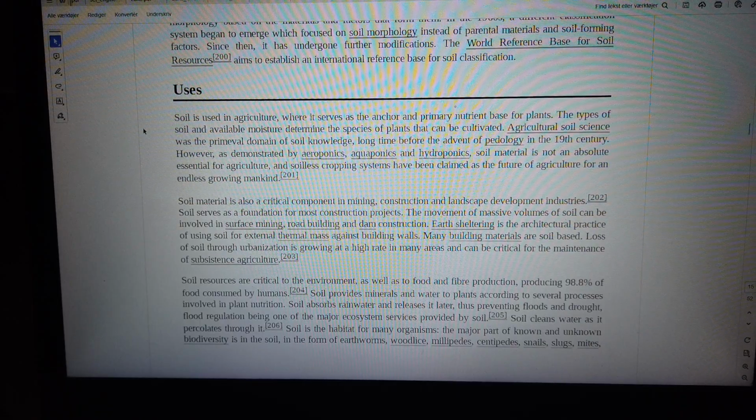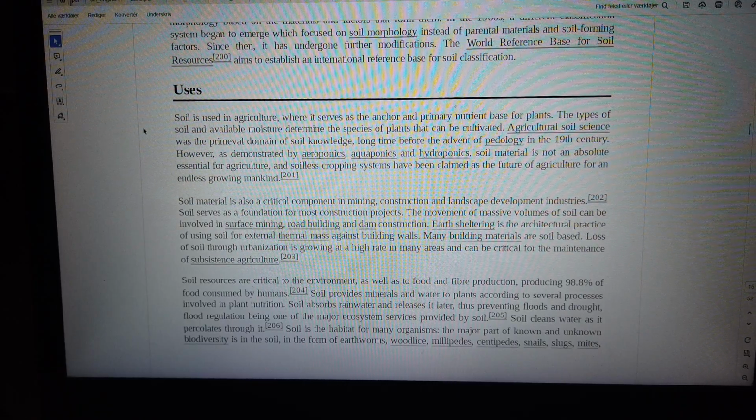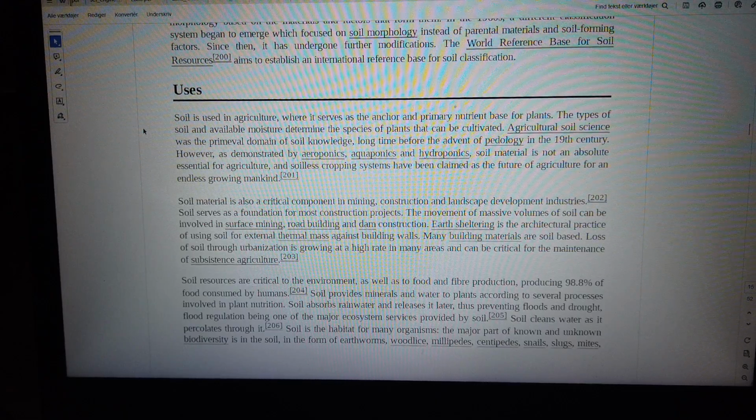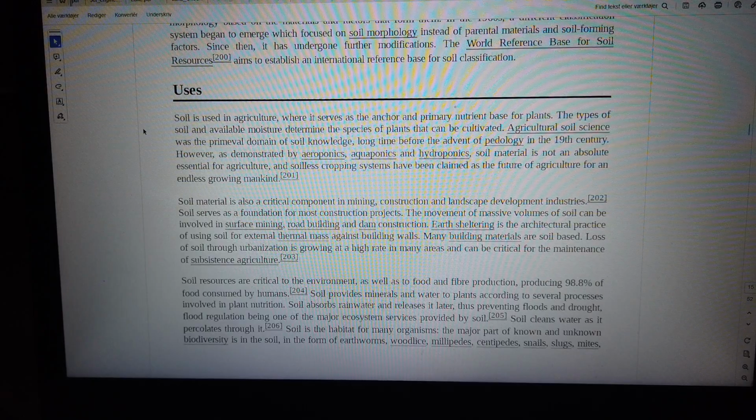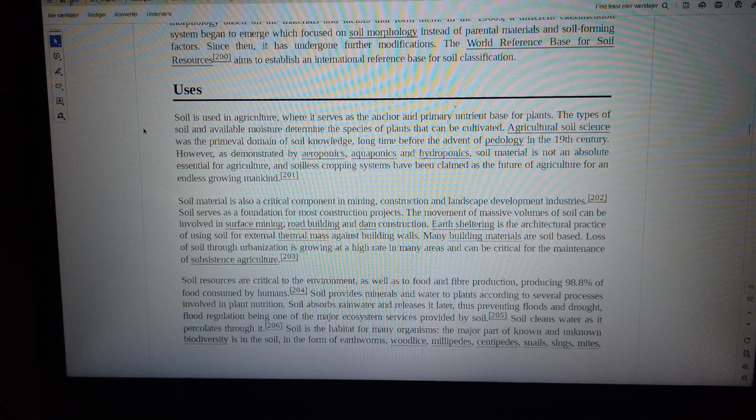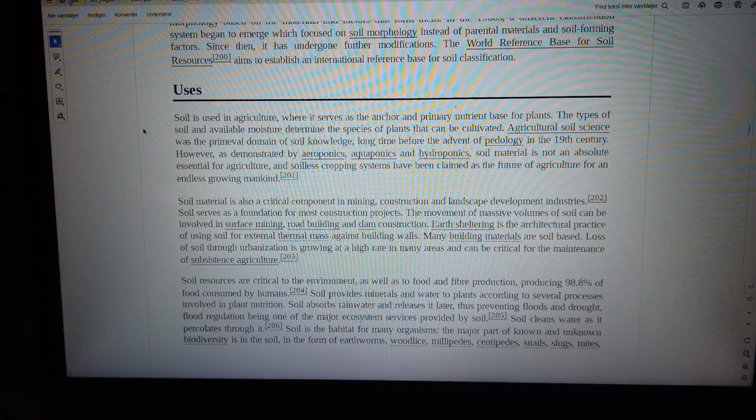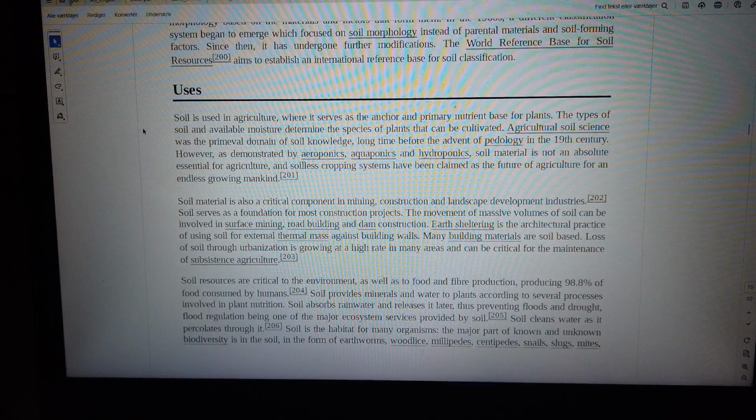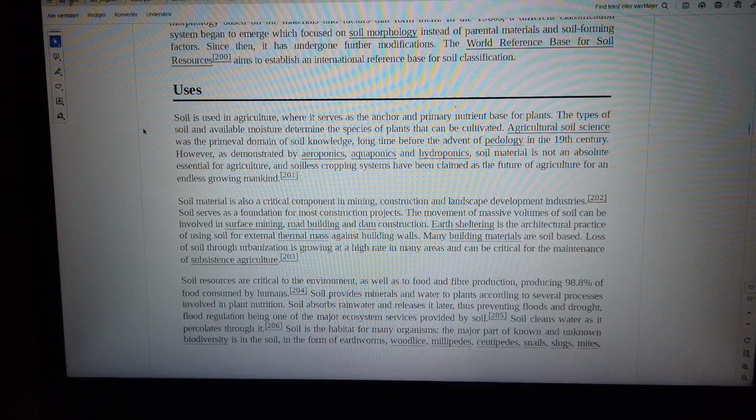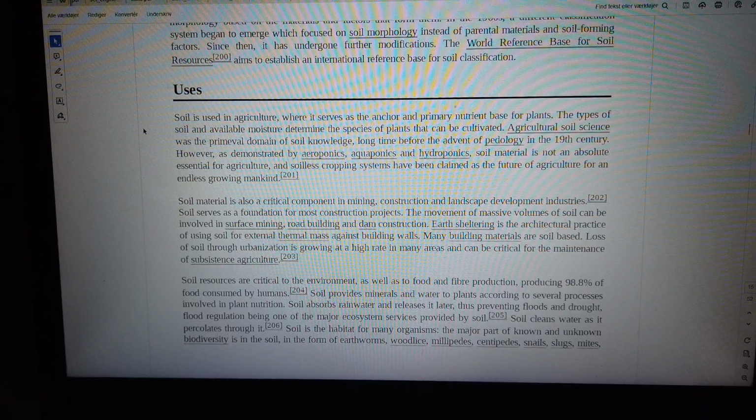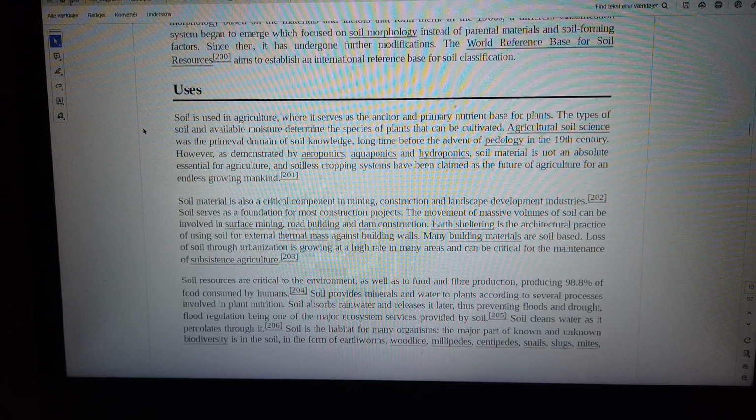Loss of soil through urbanization is growing at a high rate in many areas and can be critical for the maintenance of subsistence agriculture. 203. Soil resources are critical to the environment, as well as to food and fiber production, producing 98.8% of food consumed by humans. 204. Soil provides minerals and water to plants according to several processes involved in plant nutrition.